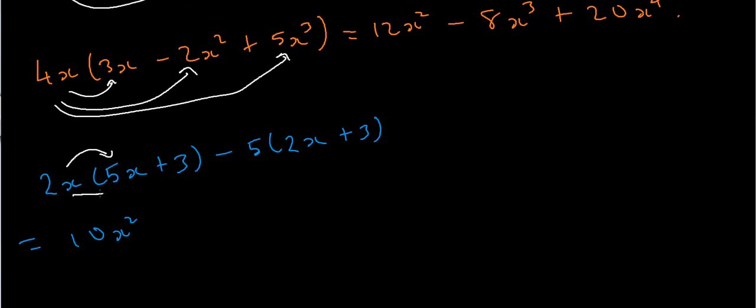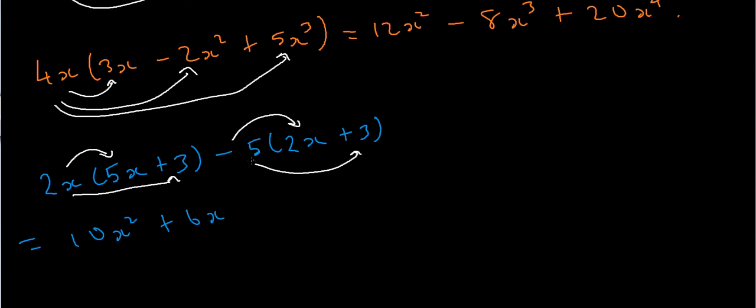Next, we've got 2x times 3. Well, 2x times 3 is just 6x. So that's plus 6x. Now let's deal with our second bracket. We've got minus 5 times 2x plus 3. Be careful about the minus sign. We've also got to include that. So in this case, we've got minus 5 times 2x. Then we've got to add that to minus 5 times plus 3.